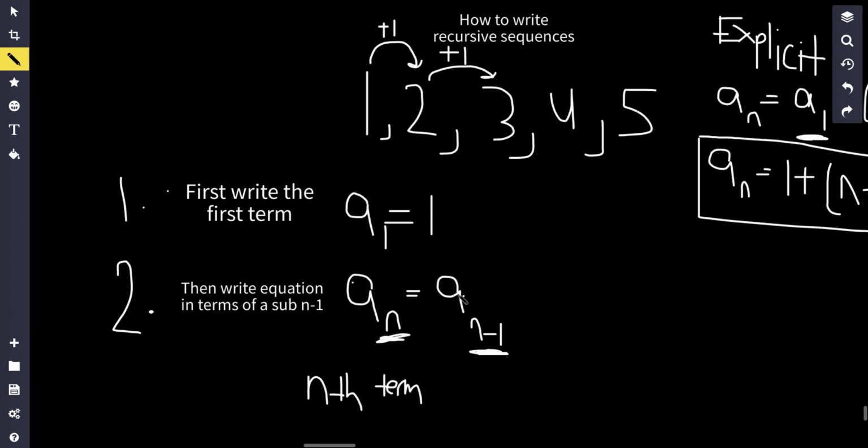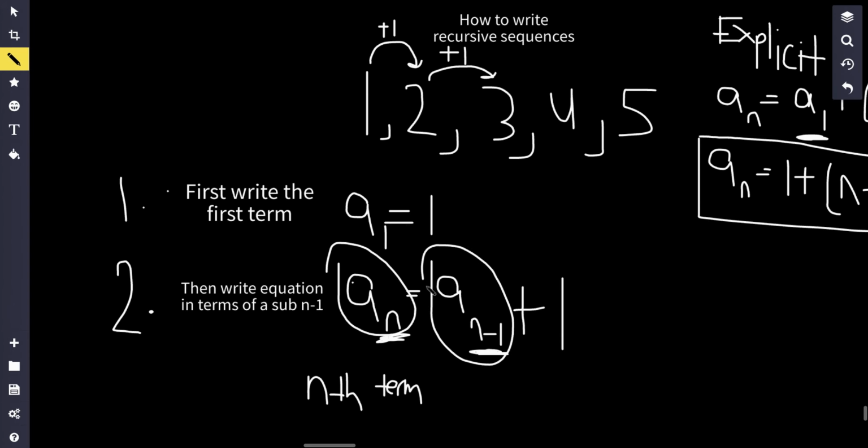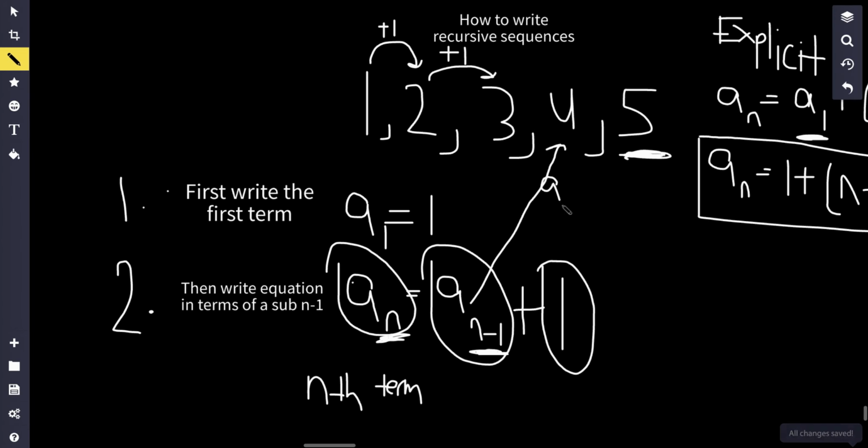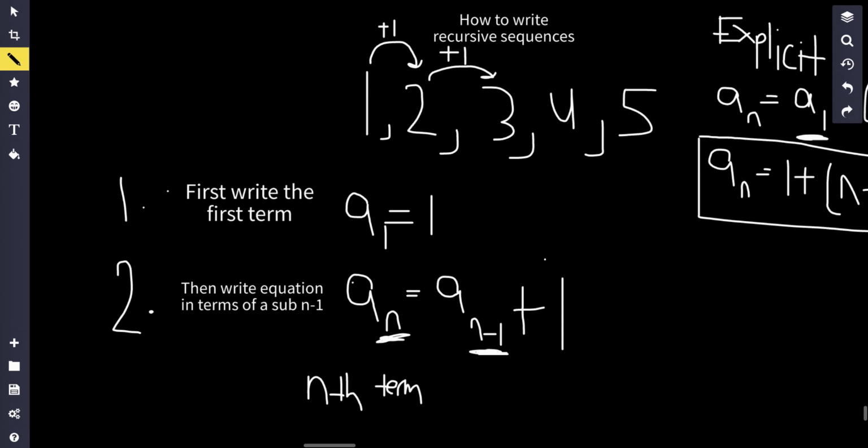Now, what are we doing? If this represents the previous term, what are we doing to the previous term to get to our term here? Well, we're just going to add 1 to our previous term. All this is saying is that in order to get to a certain term, you take the term before that term and add 1 to it. For example, if I want to get to a sub 5, I'm just going to take the term before it, a sub 4, and add 1 to it. And that's how you write it recursively.